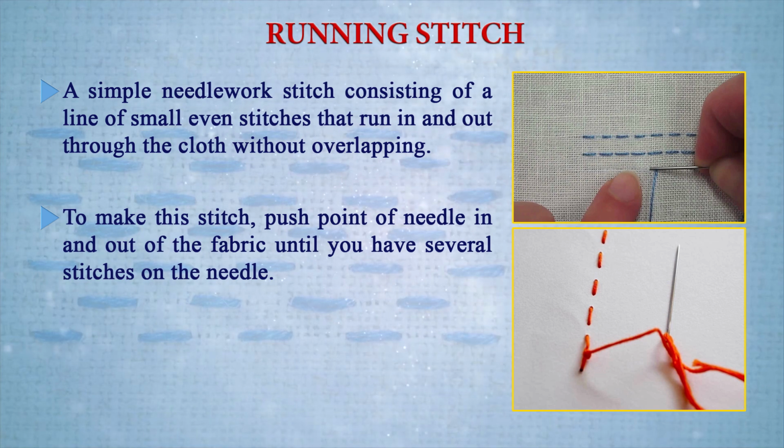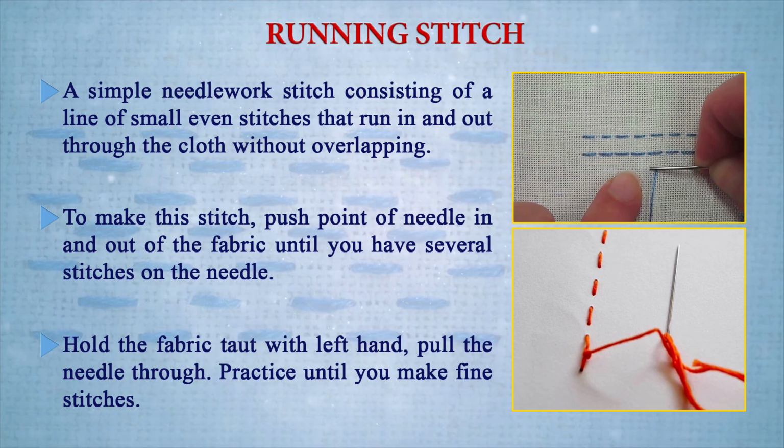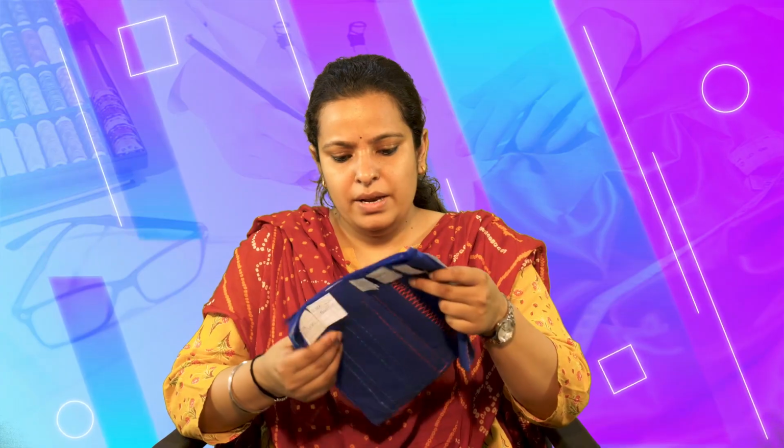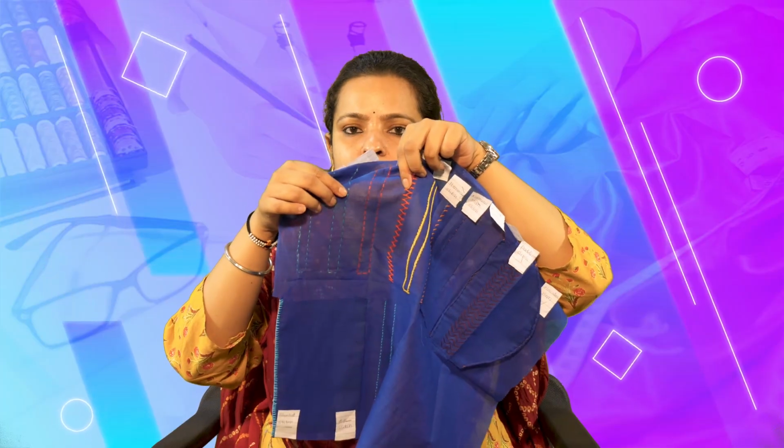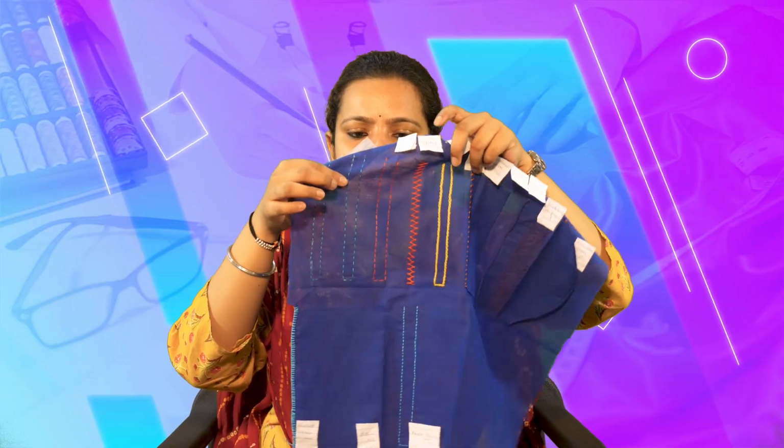Then hold the fabric taut with the left hand and pull the needle through. With practice, you can make fine stitches. As you can see in the picture, this is how the running stitch is done on the fabric. This is one sample I have. You can see how the running stitch is done on the fabric. The first stitch you can see is even. This is how the running stitch is done on the fabric using your hand stitch method.